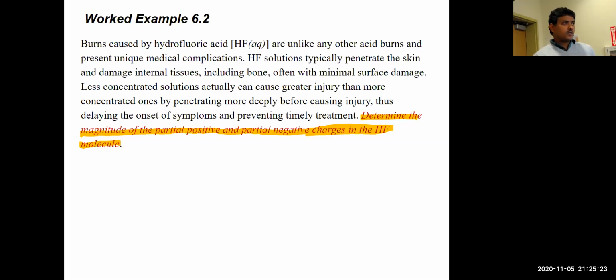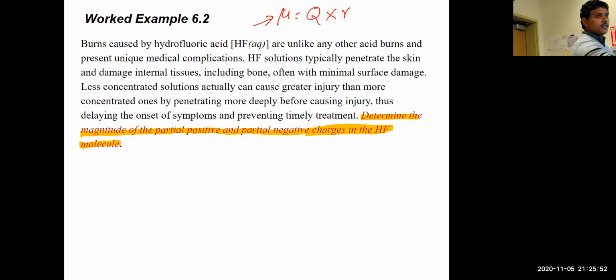If you remember, the only thing we know so far about partial charges is the dipole moment: mu is related to Q, the partial charges, and R. That's the only equation that you knew. Is it possible that we already know the dipole moment value? In fact, we do. In the last slide, I showed you that HF has a dipole moment of 1.82 Debyes.